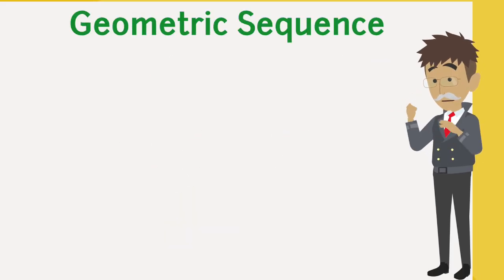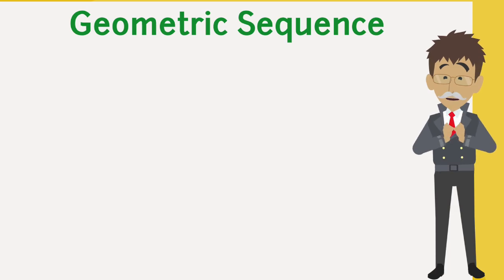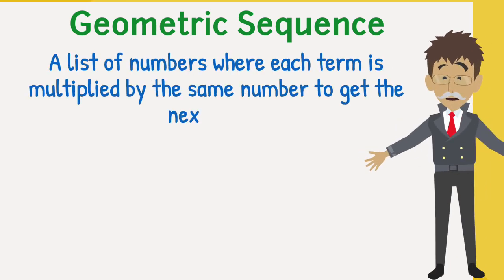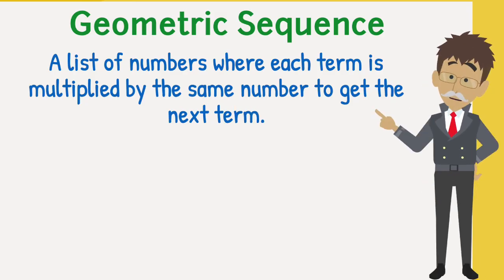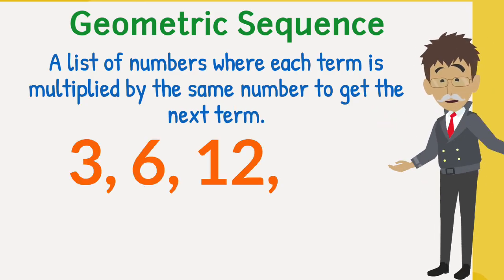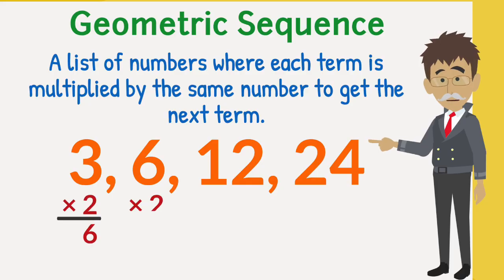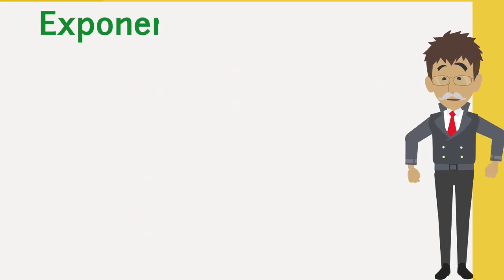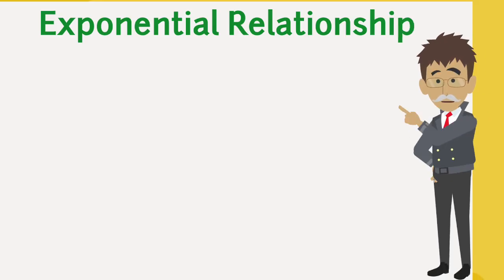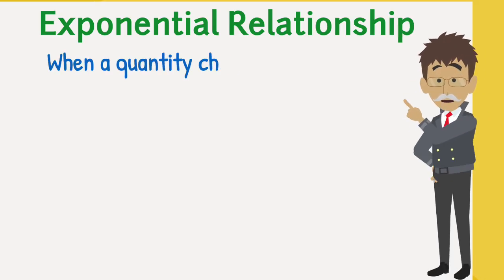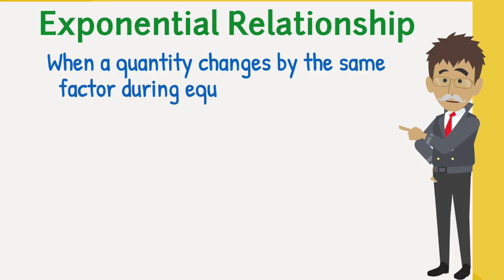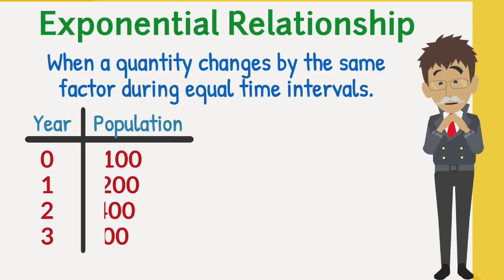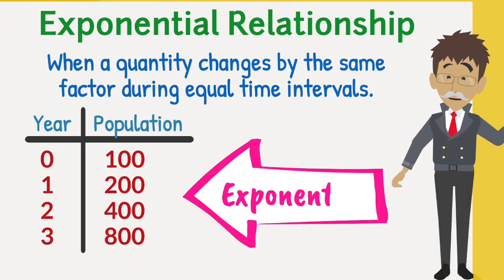Geometric sequence. A geometric sequence is a list of numbers where each term is multiplied by the same number to get the next term. For example, the sequence 3, 6, 12, 24 is geometric because each term is multiplied by 2. Exponential relationship. An exponential relationship is when a quantity changes by the same factor during equal time intervals. For example, if a population doubles every year, it has an exponential relationship.